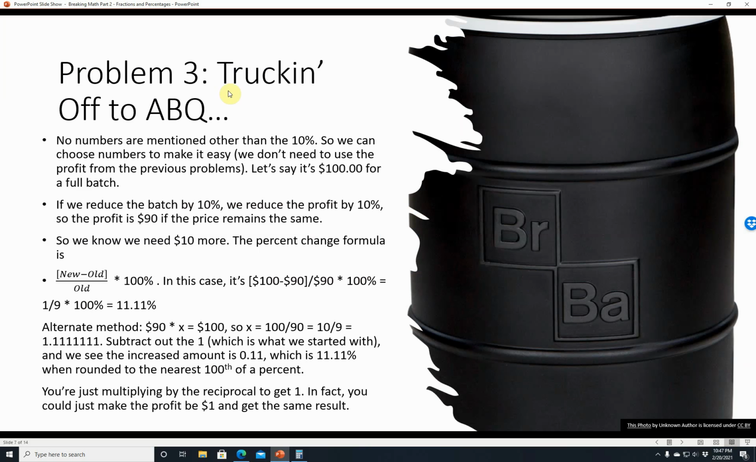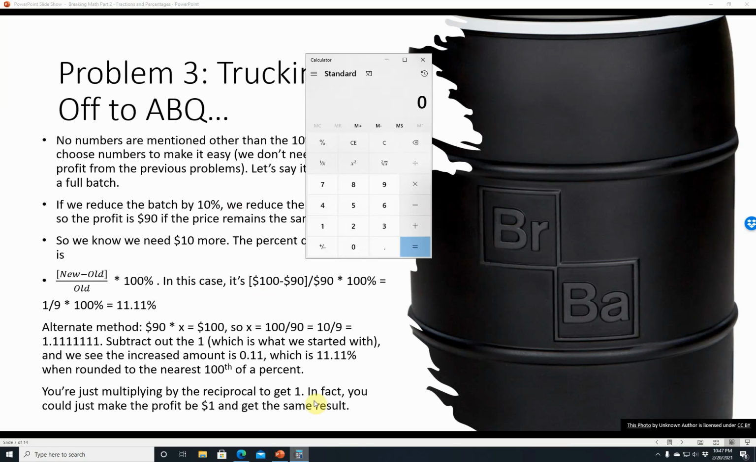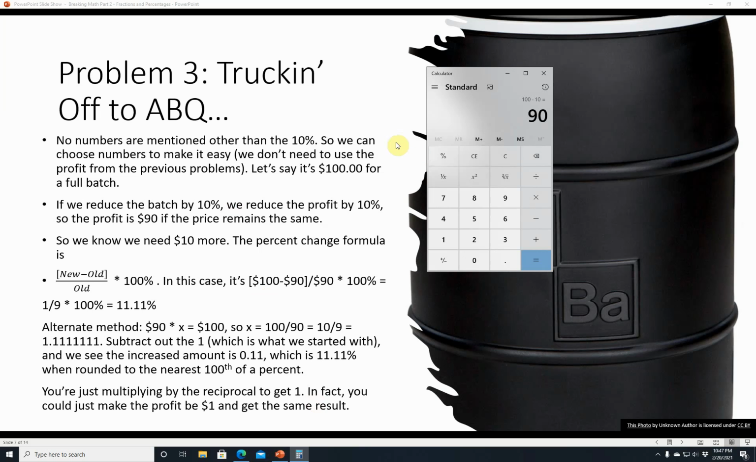Now, no numbers are mentioned other than the 10%, so we can choose any numbers we want to make it easy. We don't need to use the profit from the previous problems. Let's say it's $100 for a full batch. If we reduce the batch by 10%, we reduce the profit by 10%, so the profit is $90 if the price remains the same. Don't believe me? Fine. We just go 100 minus 10%, 100 minus 10 is 90. So we know we need $10 more to get the $100.